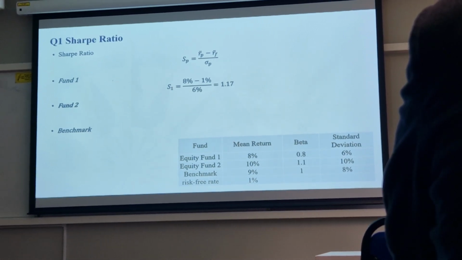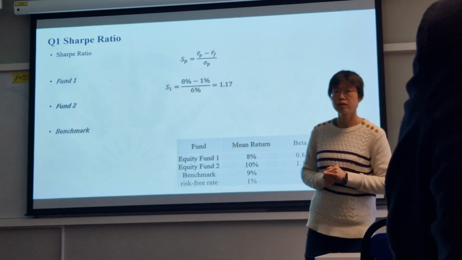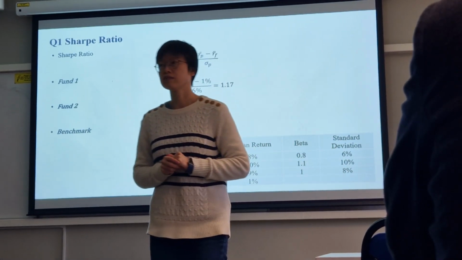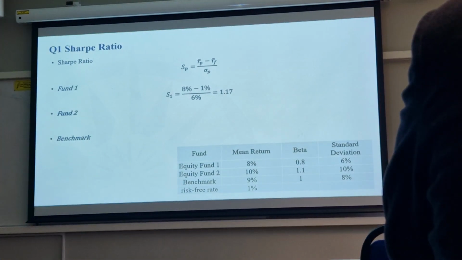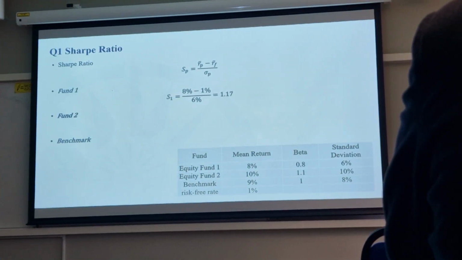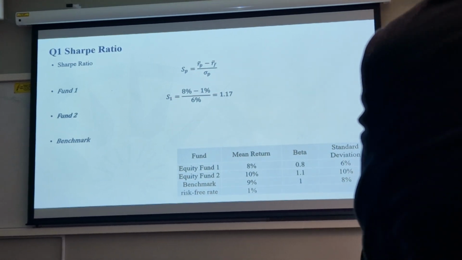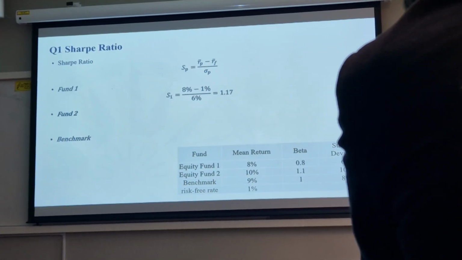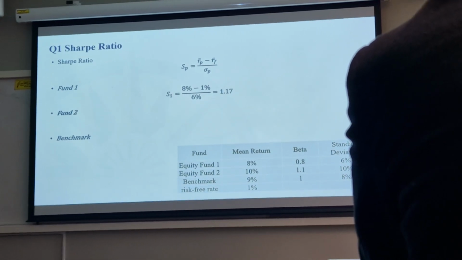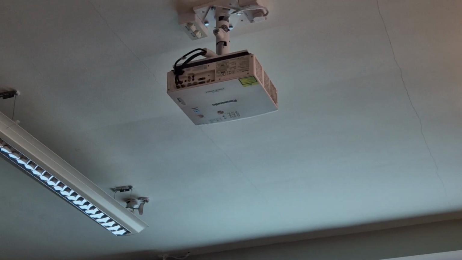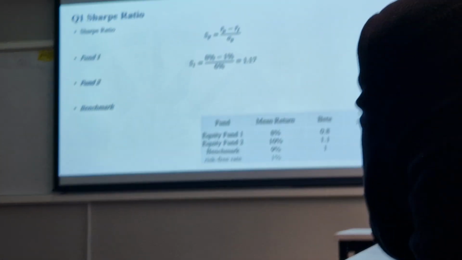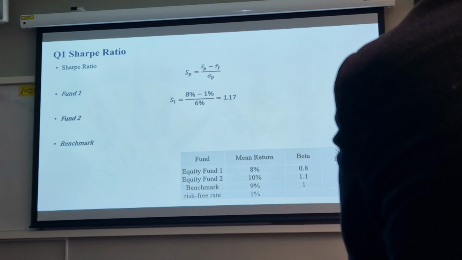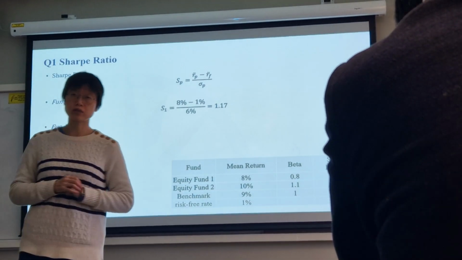1.17, what does it mean? Any ideas? Yeah, what does it indicate? For every 1% change in the market, the stock price will change by that amount, more or less. But here it is not the market risk, it's the total risk. Standard deviation is the proxy of the total risk, including the specific risk and the systematic risk.